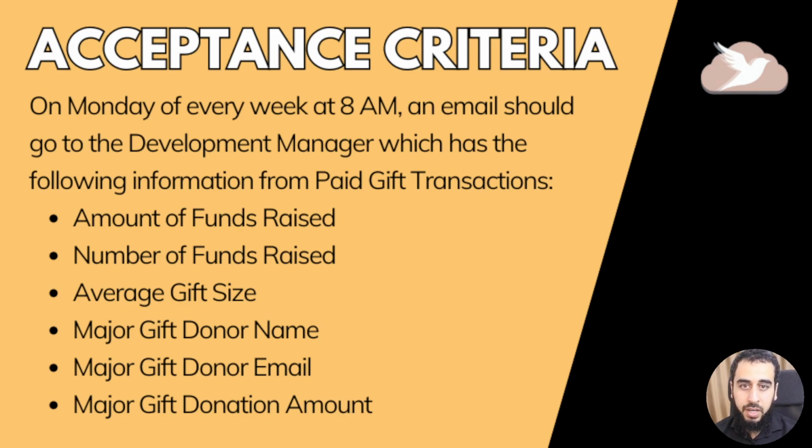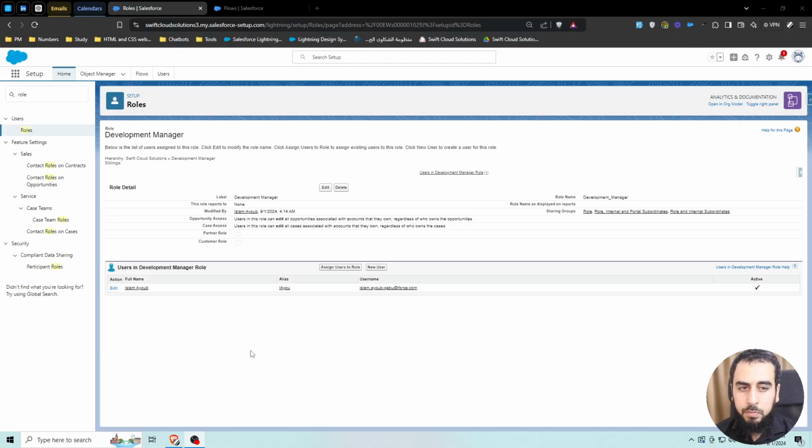That's for paid gift transactions in the last week, the amount of funds raised, that's the total amount of each gift transaction, and then the number of these gift transactions, the average, and then the major gift donation information, that's the donor name, the email, and the amount.